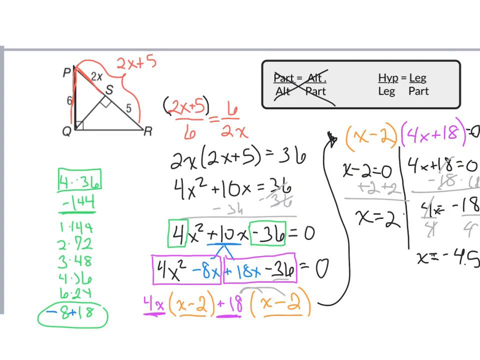If I look at my two answers, x equals 2 and x equals negative 4.5, and look back at my original problem where I had an x: if I put a 2 in there, that makes the length from P to S equal 4, which is great. If I put a negative 4.5 in there times 2, that gives me a length of negative 9. Unfortunately, I can't have a length of negative 9. So this cannot be my correct answer. I can't have a negative. My final answer has to be x equals 2.